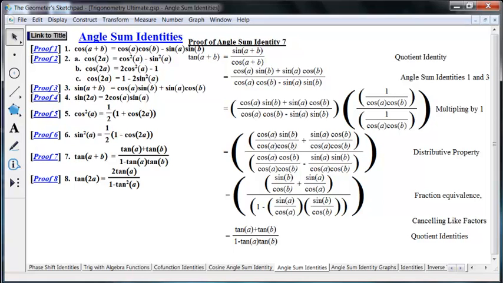Notice that when we're proving identities, we start with one side of the identity. We do a series of transformations to the other side until we end up with what we want. But we must give a justification or reason for every step along the way. That is a proof of an identity.